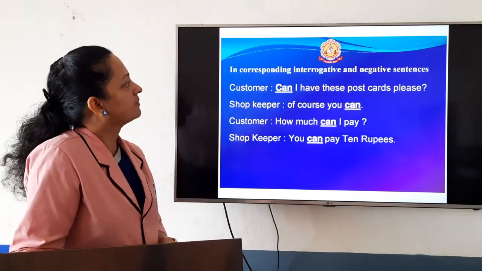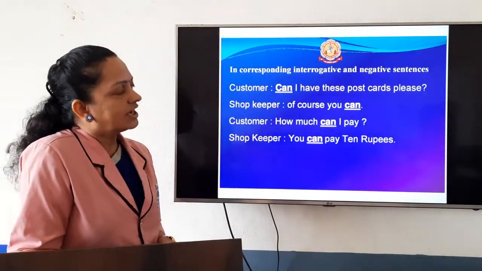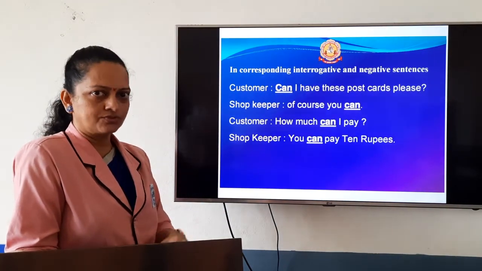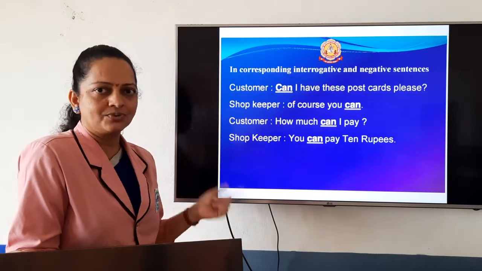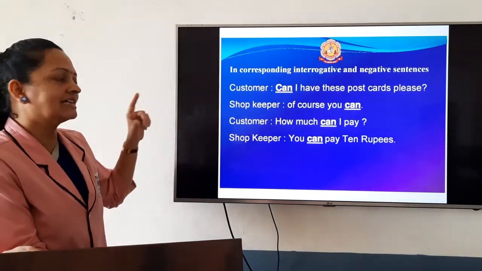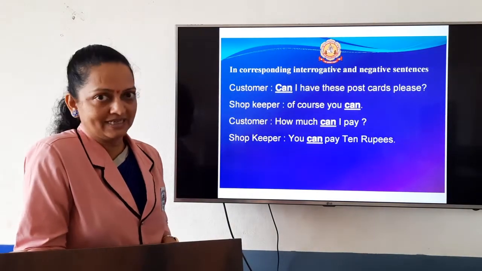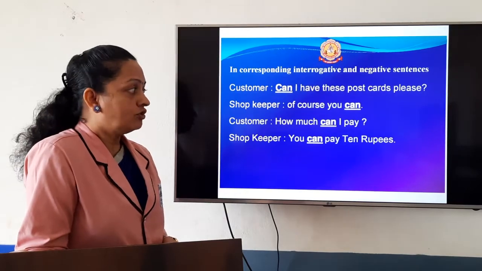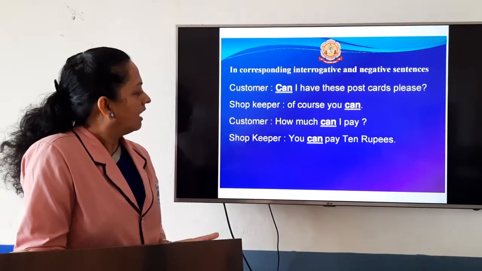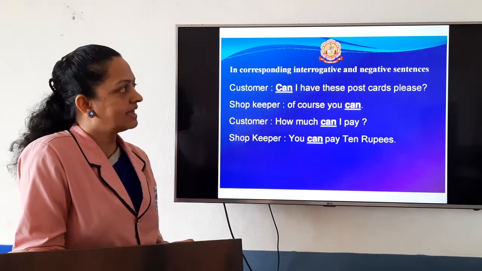Few more examples. It is also used in corresponding interrogative and negative sentences. We have already seen that modal auxiliaries can be used to form interrogative and negative sentences. See the example here. Dialogue between customer and shopkeeper. Customer, can I have these postcards please? Shopkeeper, of course you can. Customer, how much can I pay? Shopkeeper, you can pay 10 rupees. Okay, so this is what about can.